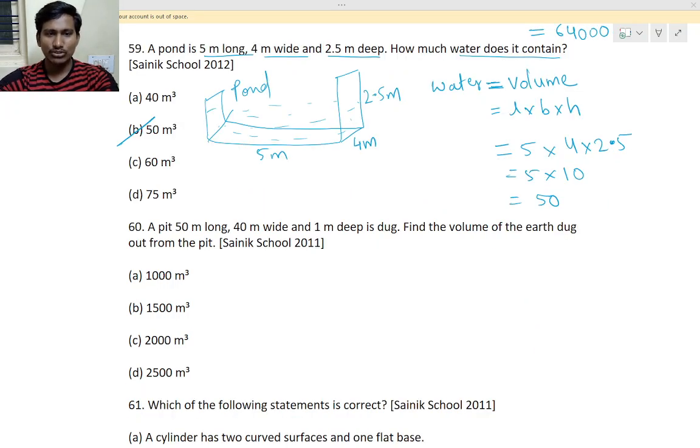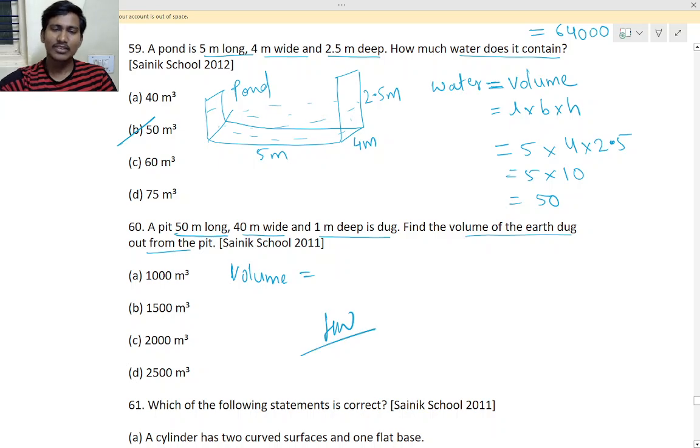Should we go to question 60? A pit is 50 meter long, 40 meter wide, 1 meter deep. Find the volume of the earth dug out of the pit. So how much volume is dug means we just have to find the volume. So you do the homework. Length into breadth. Option C, sir. Yes, option C is the answer. That is correct. You do the homework.